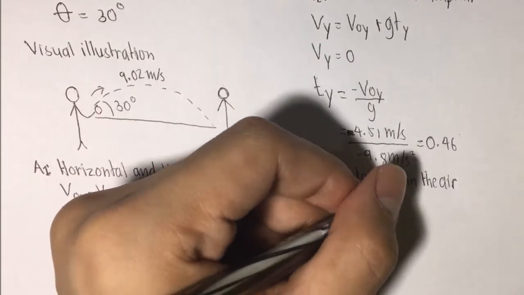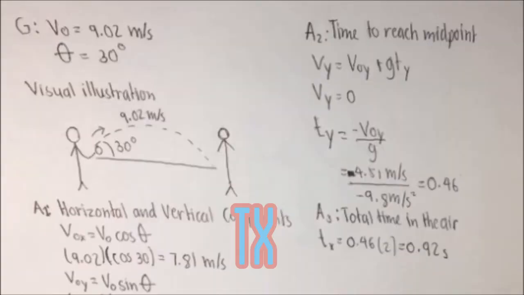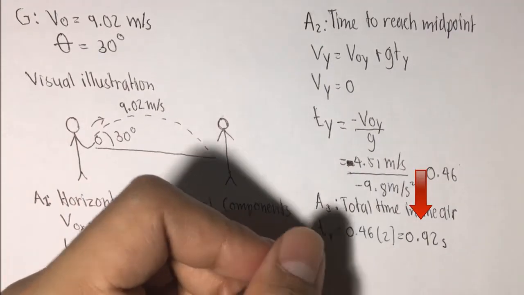Next, let's solve for the egg's total time in the air. Let's call this time tx. Since Damien caught the egg at the same height as Caddy's toss, the time for the egg to go up is the same as the time for the egg to go down. The time for the egg to reach half of the way is 0.46 seconds, so we simply multiply it by 2 to get the total time, which is 0.92 seconds.